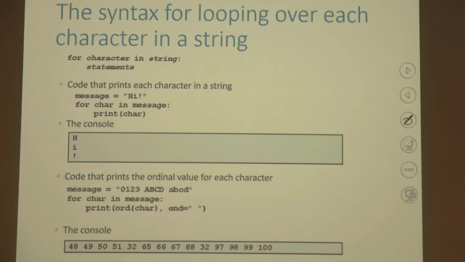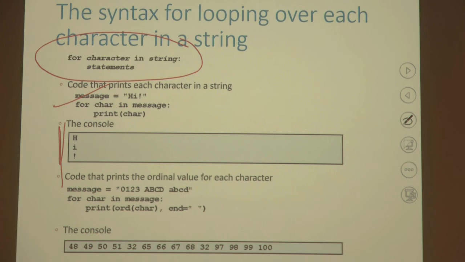For looping over each character in the string. Okay? So for character in a string, you're looping over the characters. So for example, you have the message Hi!. How many characters are there? Three. The H is an uppercase H, a lowercase i, and next, the special character. So for character in the message, print character. It prints for you: H, i, and the special character, exclamation.